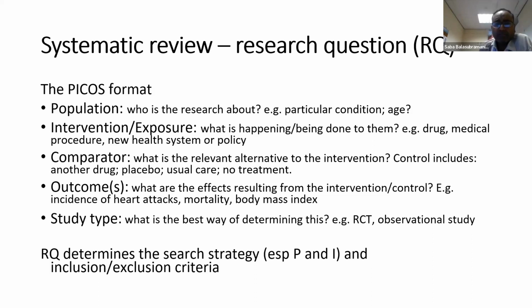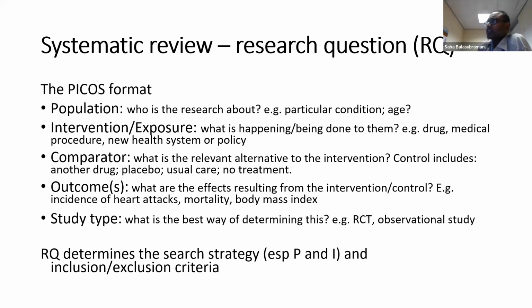Comparator is the alternative, another group of patients who have not had the intervention. Outcomes: usually you've got to have one primary outcome in mind and perhaps a variety of secondary outcomes, but the primary outcome should obviously be clinically relevant and feasible to study. Study type is important in a systematic review, because if you're doing a Cochrane review, then ideally you want to include only randomized controlled trials. Sometimes you may not find randomized controlled trials, and then you might have to do a systematic review of just observational studies. So defining that is also important.